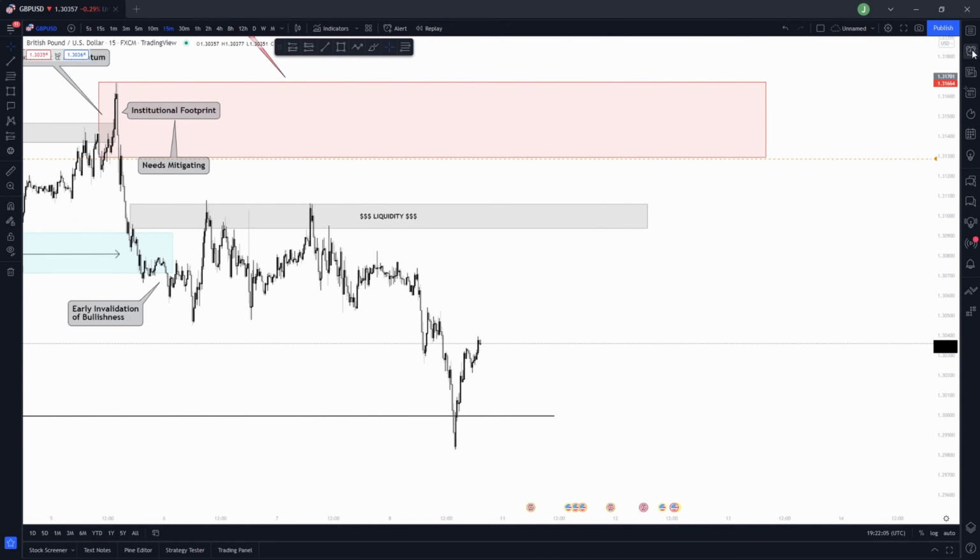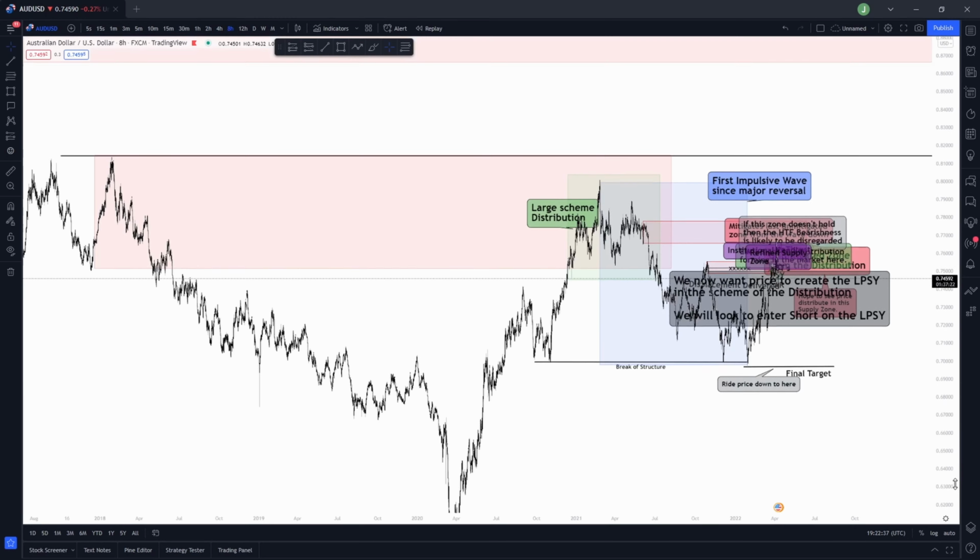Now we're going to go on over to the Australian dollar to the US dollar market. Ignore all the writing on the right hand side of your screen. We'll get into that in a second. The main thing we want to focus on is the structure. That's the first thing we want to do.